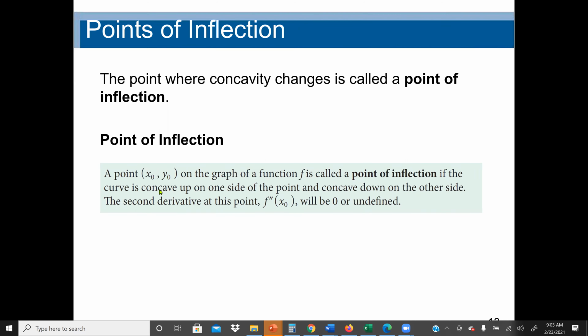If the curve is concave up on one side of the point or concave down on the other side. But in order to know this, we have to find the second derivative at the point given to us. Now, if we find the second derivative and we substitute the point, the answer will be 0 or undefined.